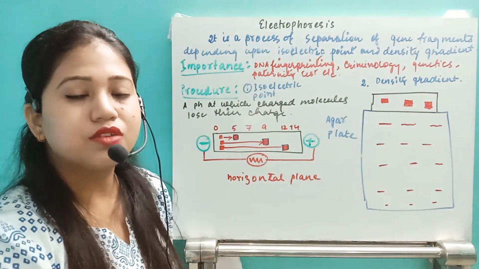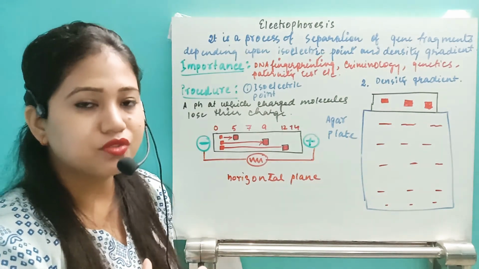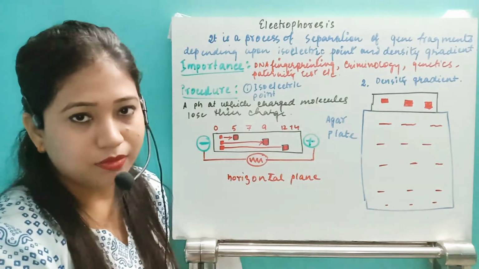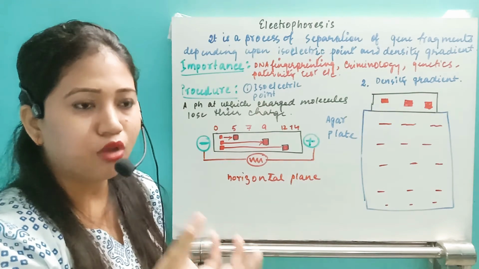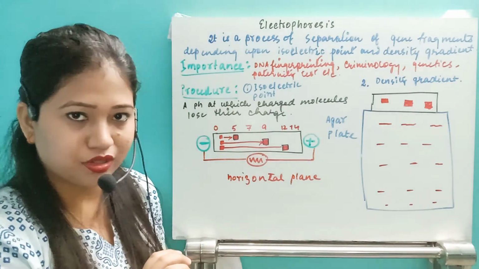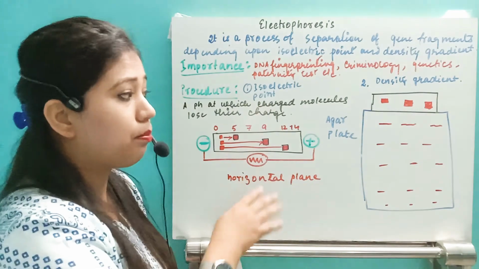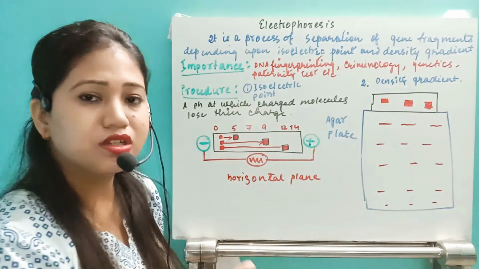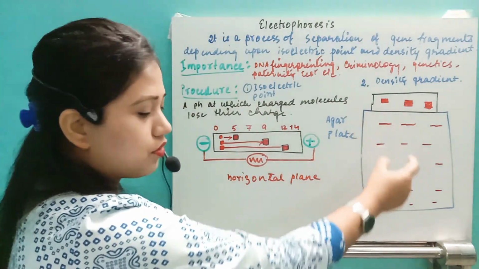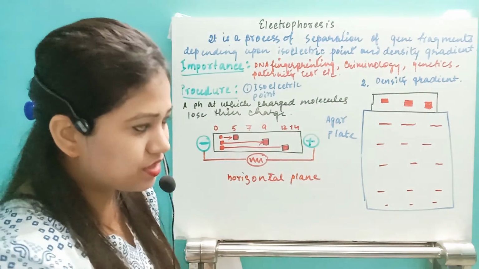Just don't confuse it with the centrifugation process. In centrifugation, the heavier molecules deposit at the bottom, and the lighter molecules precipitate in the upper layers. The heaviest will be at the bottom and the lightest at the top. But here the opposite thing is happening. In this density gradient electrophoresis process, the heavier molecules will be present near the surface, and the lightest DNA molecules will move towards the bottom.